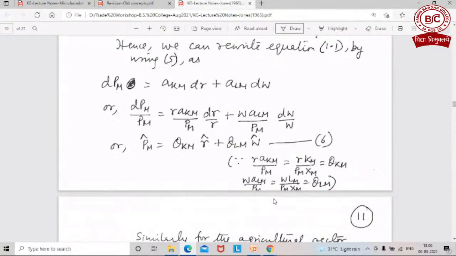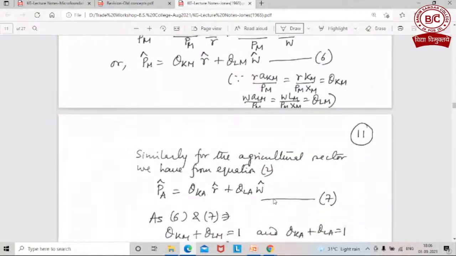Yes. Is it okay to everybody? If there is an increase in PM, the capital intensive tech sector, the value of marginal productivity of capital shifts to the right and R increases. Whereas if PA increases, which is a labor intensive sector, the value of marginal productivity of labor in that sector increases, W also increases. So both R increases and W increases.